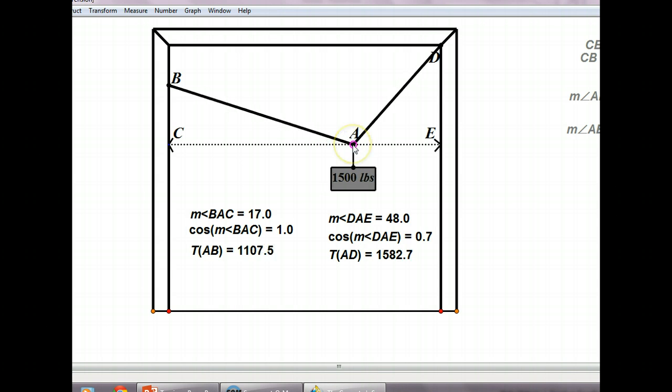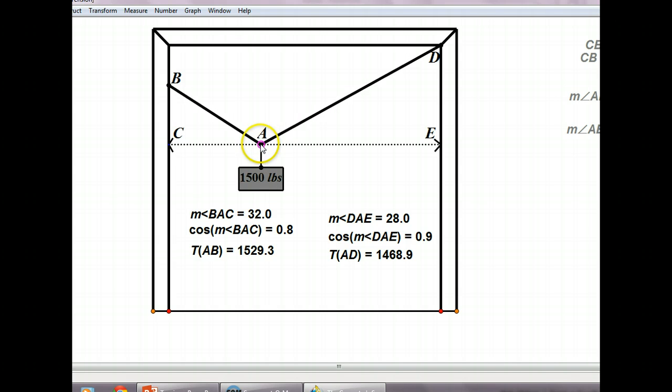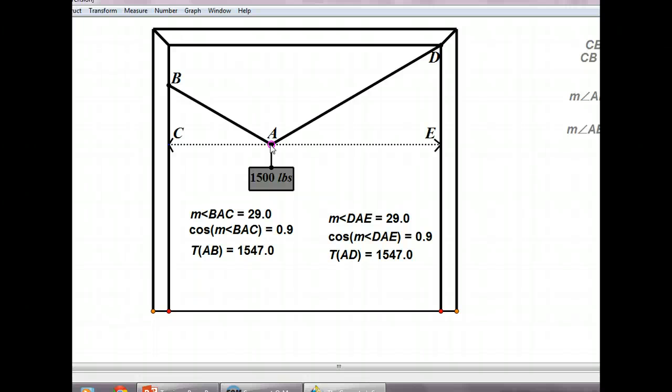So it looks like as I move it to the right, the tension is getting greater on AD. And if I move it to the left, the tension's getting greater on AB. So I want to look to see where the two tensions are equal. So it has to be somewhere in between where I was just at. So let's see what happens. So somewhere in here, looks like when they're both 29 degrees, their tensions are exactly equal.